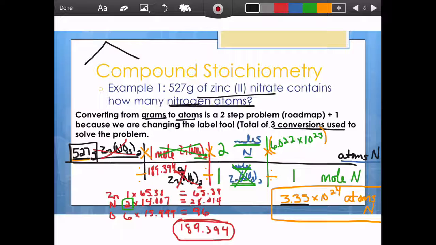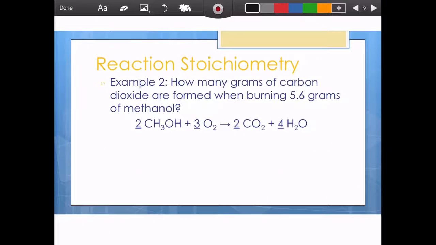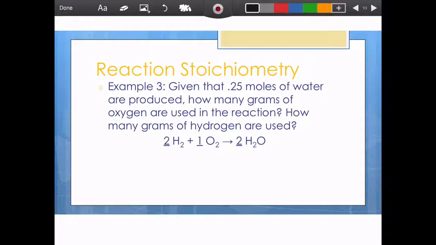Now I'm going to skip example 2 and go to example number 3. We'll do this, and then I'll have a second video for the other 2 examples on your notes. So your problem here says, given that 0.25 moles of water are produced, how many grams of oxygen are used in the reaction? So the secondary thing is how many grams of hydrogen are used.